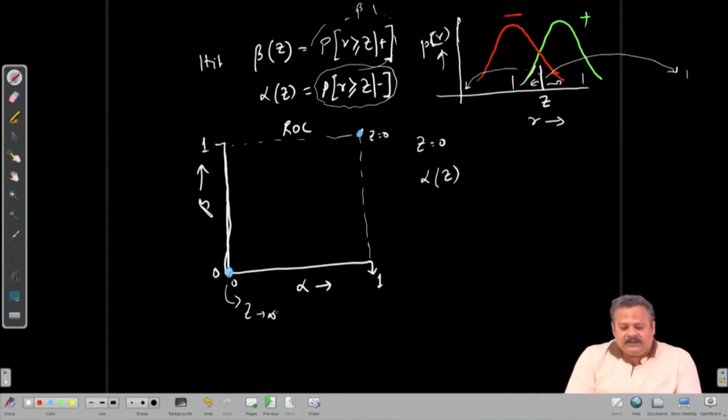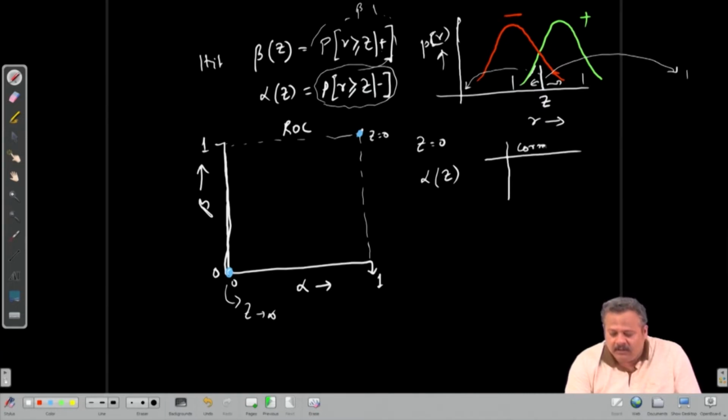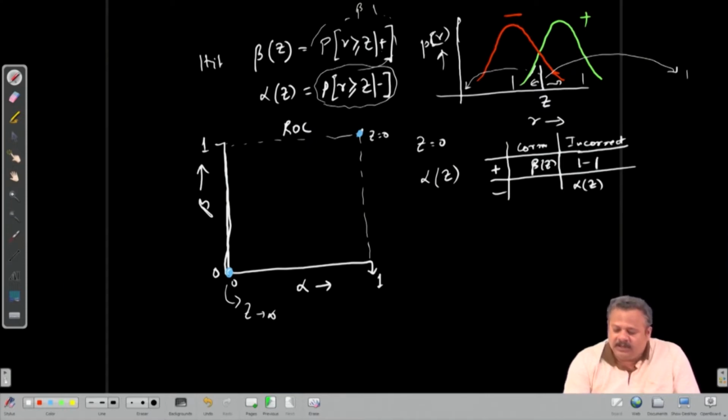Now, let us remind ourselves of the table for correct and incorrect. Here we have correct and here we have incorrect. For a plus stimulus and for a minus stimulus, we have hit. This is beta z, this is alpha z, that is false alarm. This is 1 minus beta z, and here we have 1 minus alpha z.